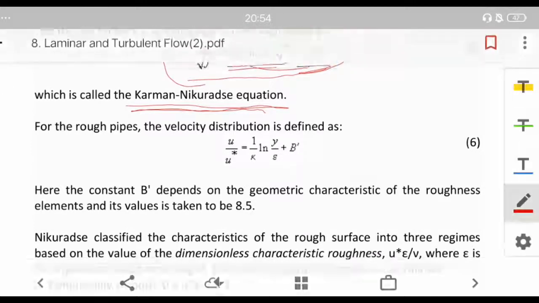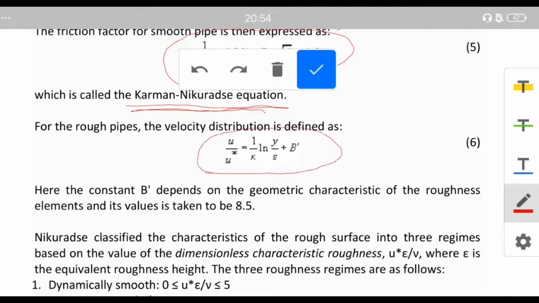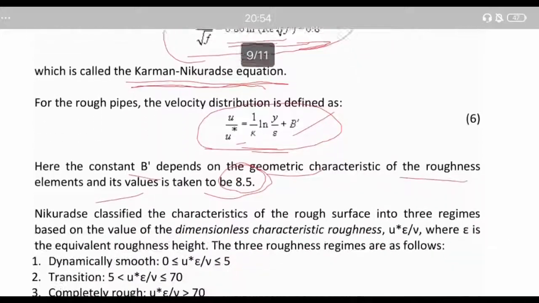For rough pipes, the velocity distribution is defined as u upon u star is equal to 1 upon k ln y by epsilon plus b dash. Here the constant b dash depends on the geometry characteristic of the roughness elements, and it takes value 8.5. So b dash can be taken as 8.5 and k is again constant, that is 0.4.